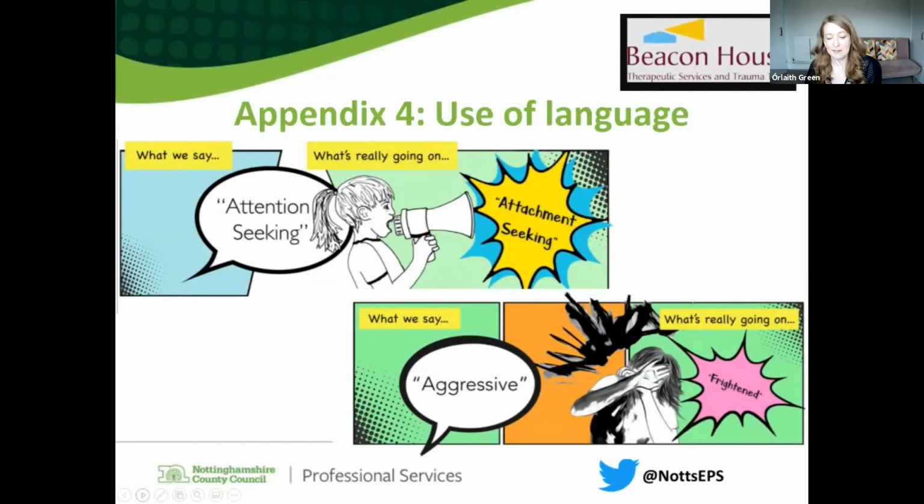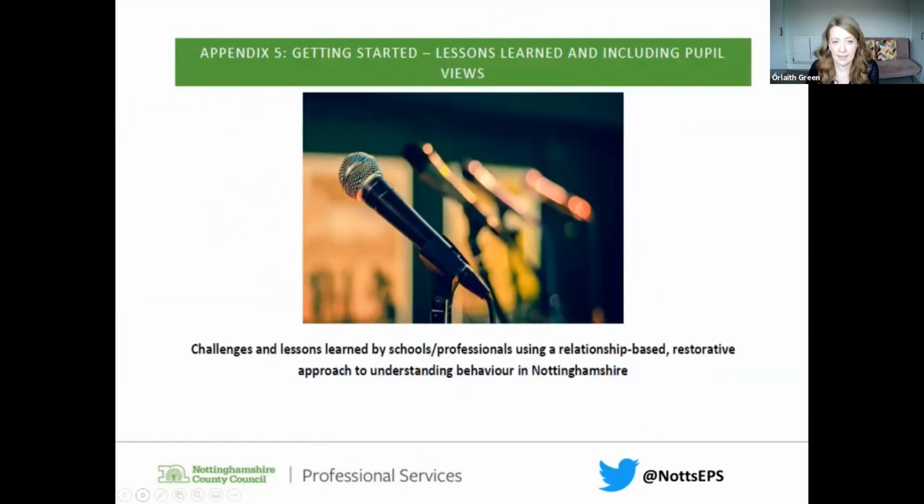There's loads here. We could spend a whole session on this, so I'm just throwing information at you. And I think it was Fiona and Vanessa earlier. We've drawn on the work of Beacon House, which is a therapeutic services and trauma team. Definitely have a look at their website if you work with children in care. They've got loads of great resources and videos. And they've got some great resources about shifting the language from attention seeking to attachment seeking, from aggressive to frightened. So there's some practical tools in there for you to have a think.